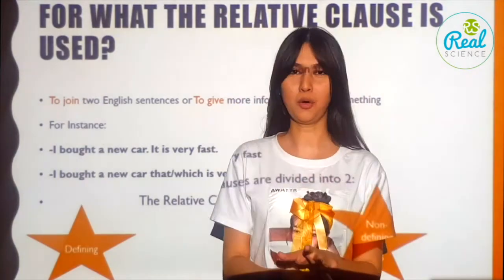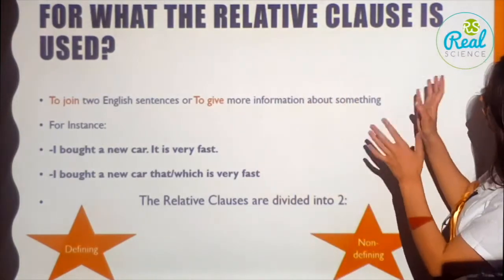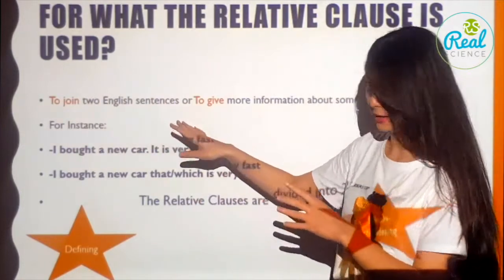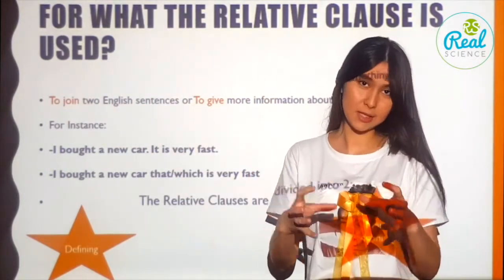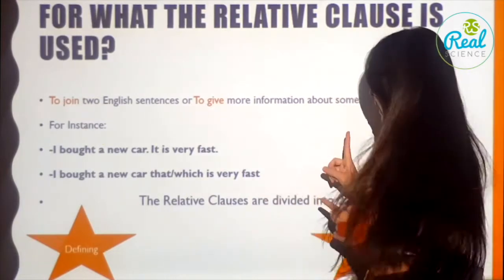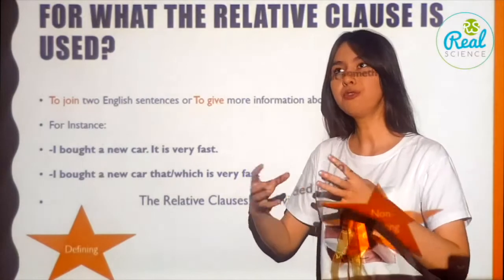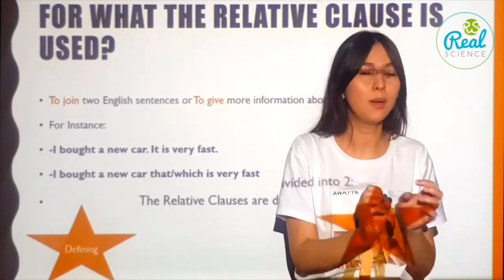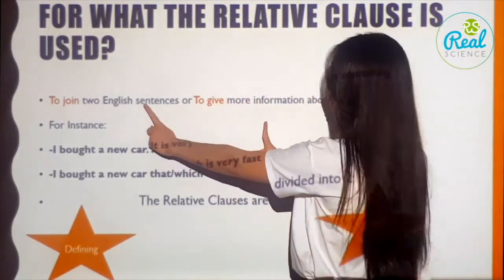So most of you know about it. So what is a relative clause? So for what do we use relative clauses? The first one, to join two English sentences. So as Sagdulay said, we join two sentences by using relative clauses. The next one, to give more information about something. So when you use relative clauses, this means that you give more information about the noun or about the object of your sentence, okay? So these are the two main rules.